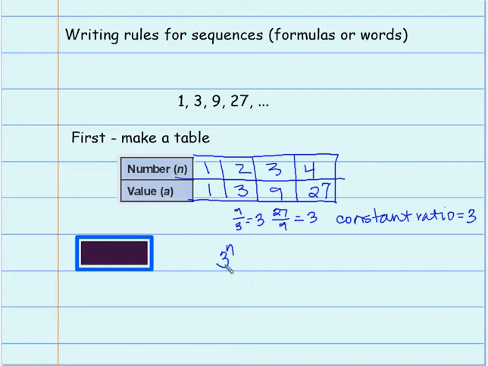So if I use 3 to the n power, using our subscript notation, a sub 1 equals 3 to the 1 power, that would be 3. And if I use a sub 2 equals 3 to the 2nd power, that's going to equal 9. And a sub 3 equals 3 to the 3rd power, that would be 3 times 3 times 3, which would be 27. So this would be saying that the first term would be 3, and the second term would be 9, and the third term would be 27. And I look at my list and I realize I'm off.